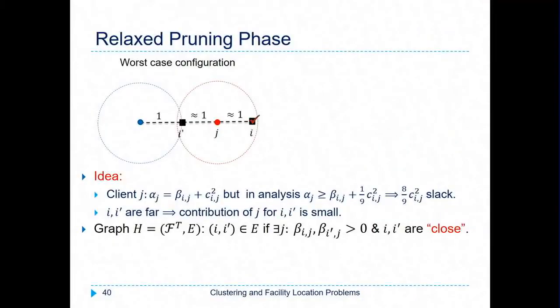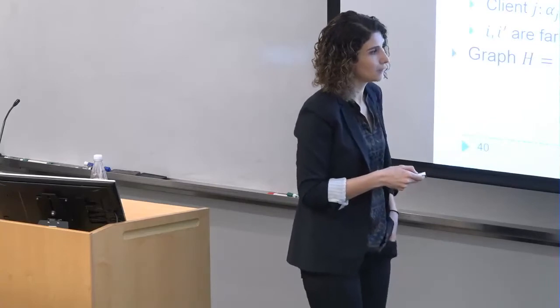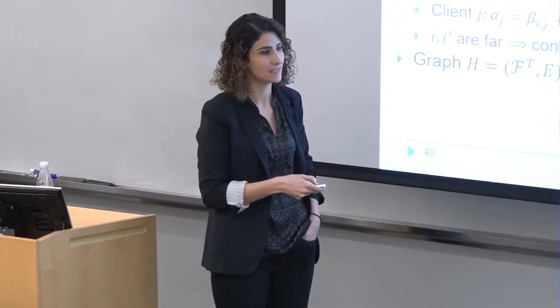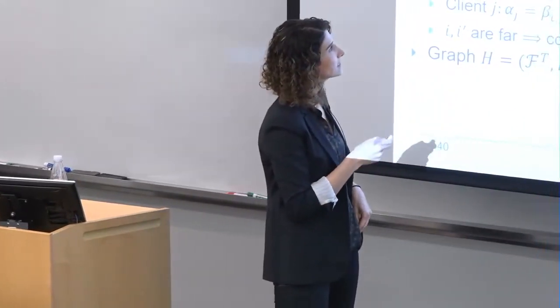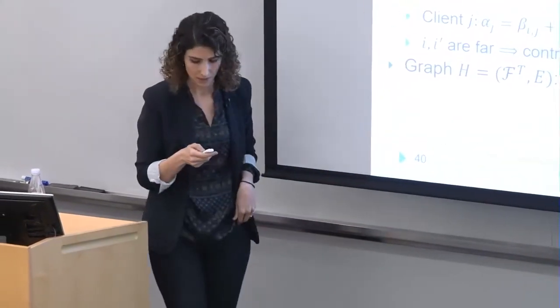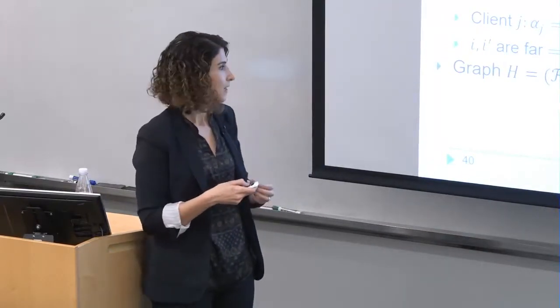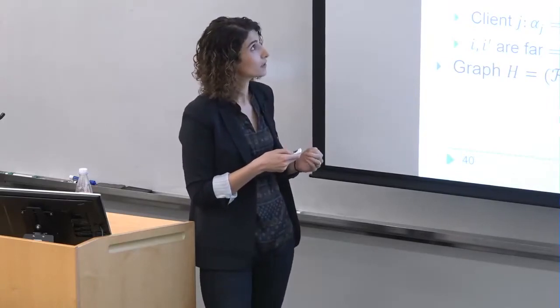Okay, so what we are going to do is that when we construct the graph H on the tight facilities, we put an edge between facility I and I prime if there's a client that contributes toward opening both of them and the facilities are close. I'm not going to define what exactly close means, but it's related to the alpha J of the clients that contribute toward the opening of facility I. And in this case, these two facilities are really far. Okay? So this new graph has fewer edges, so it's more sparse, right? That's why we call it relaxed pruning.